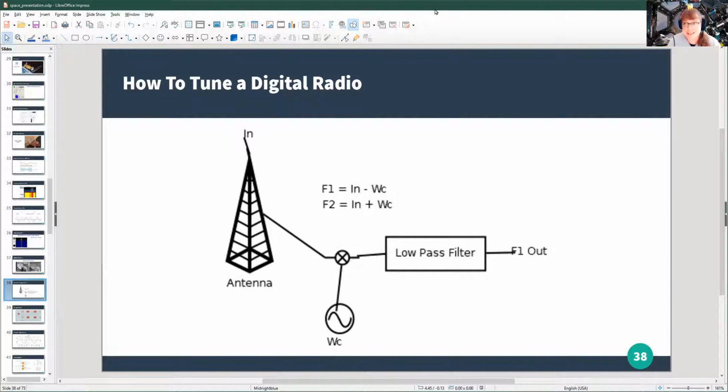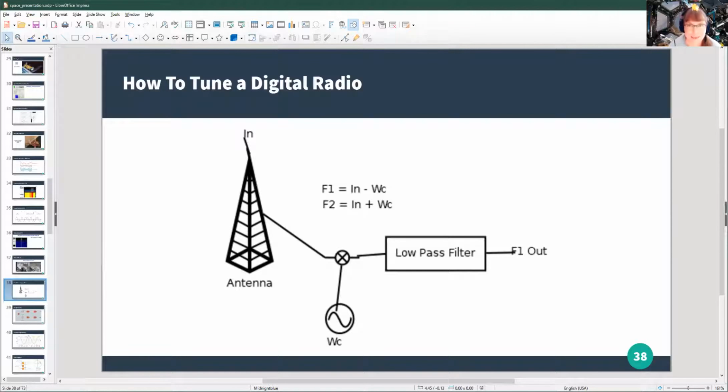There has to be a trick, and of course there is a trick because we do have our software-defined radios. That trick is that we can multiply a signal coming in with another signal, and what we get out is the initial signal minus the signal that we created.